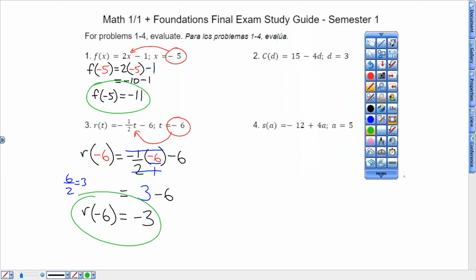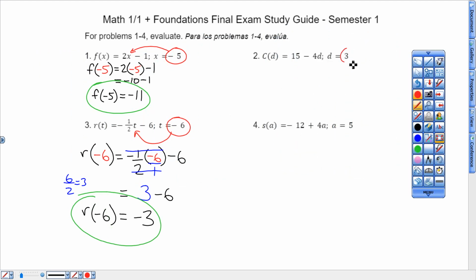All right, plugging these in. This 3 is going to go in there for d. So this gives me c of that same 3 equals 15 minus 4 times that 3, making sure I do not add right here. Don't do that first. Make sure you multiply first. This gives me 15 minus 12, and now I can finally subtract. So c of 3 gives me 3, I believe.